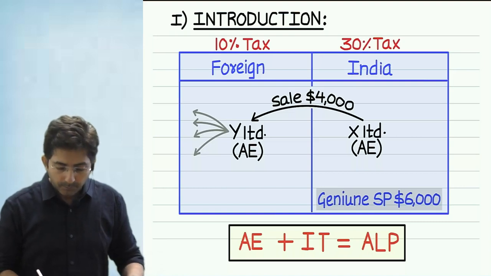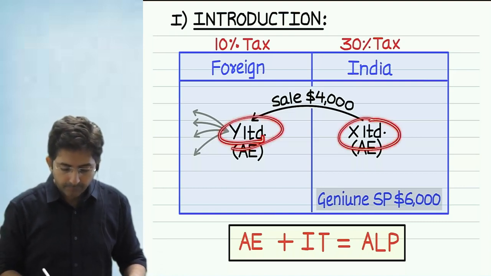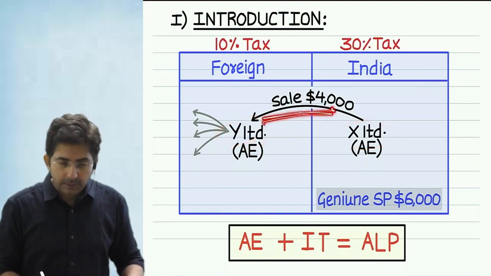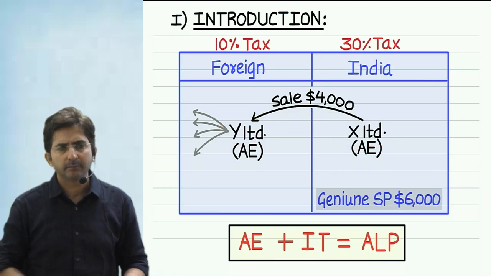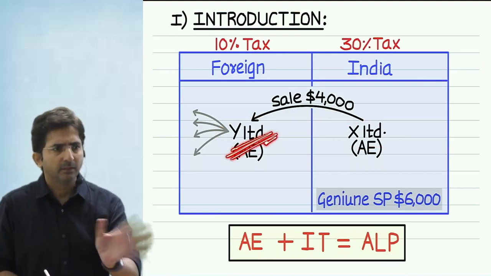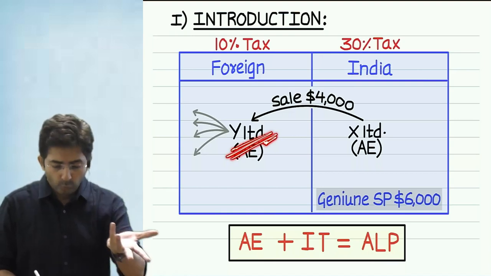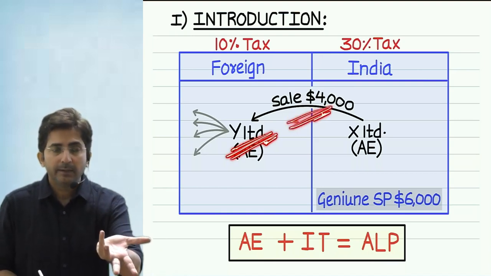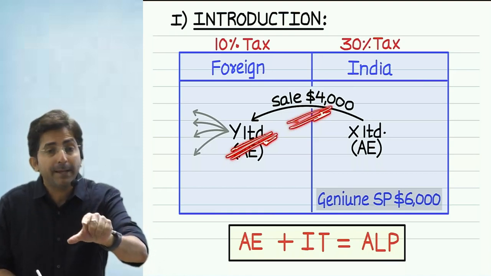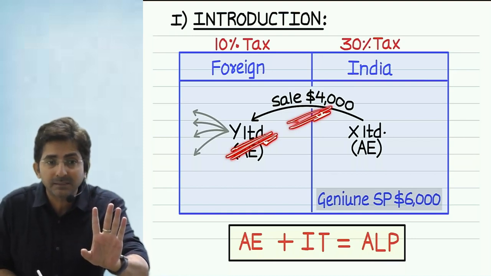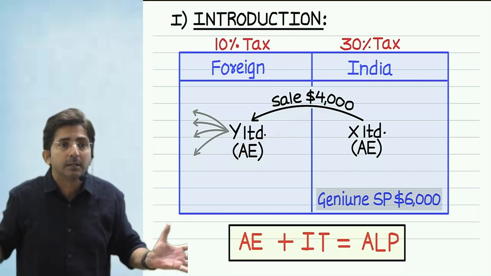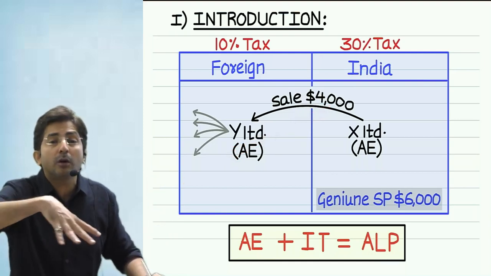For example, if you take the case of X and Y, since both are associated, this transaction becomes a controlled transaction. Why is it controlled? Because when you can control Y Limited, you can always control the transaction. And when you can control the transaction, you can manipulate the price. And a manipulated price is not the arm's length price. Arm's length price is a price in an uncontrolled transaction, meaning a transaction where you have no control.